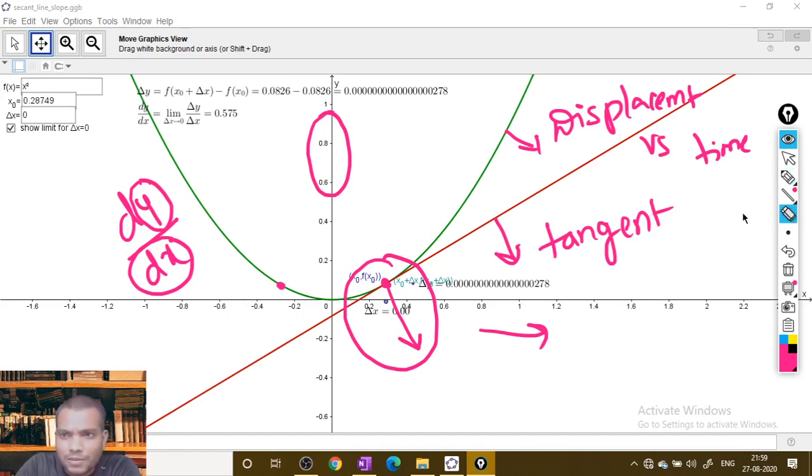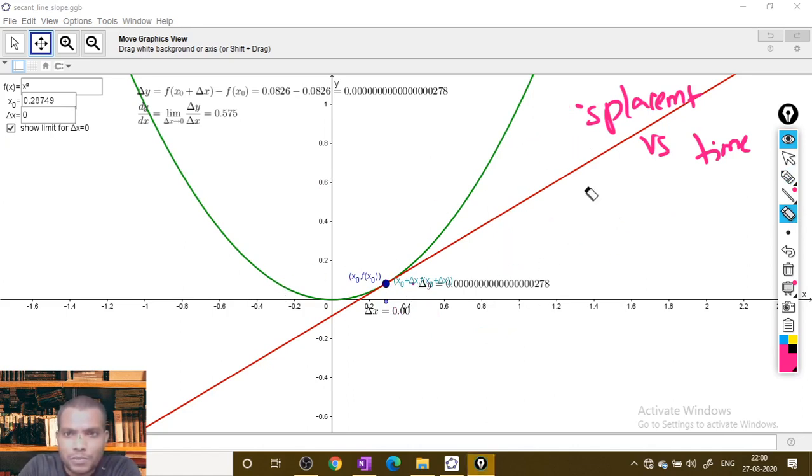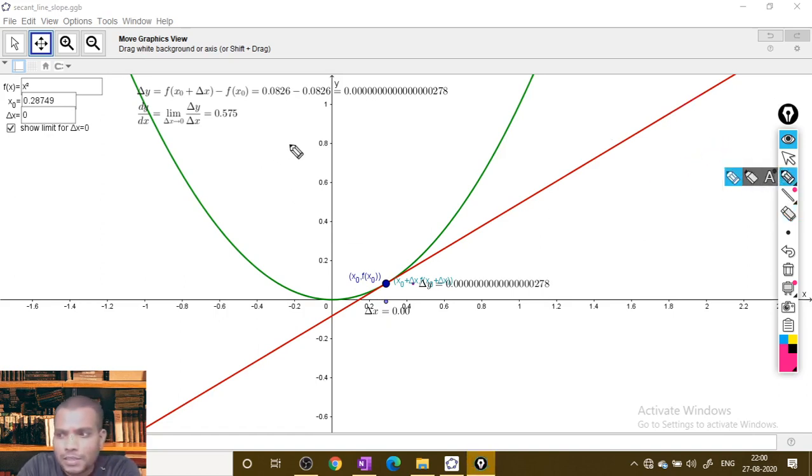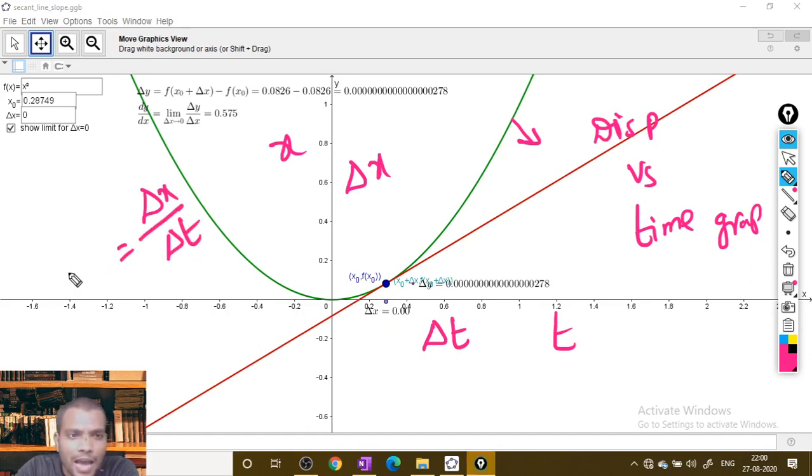Suppose it is velocity versus time, then things change. If it is displacement versus time, on the y-axis goes displacement. We are representing displacement as x. On the x-axis goes time, so let me take it as a displacement versus time graph. The difference here we call delta x, and the difference here we call delta t. So delta x upon delta t we call the average velocity.